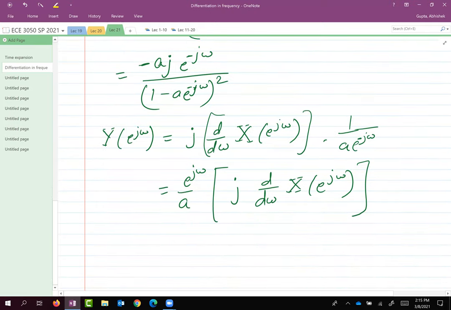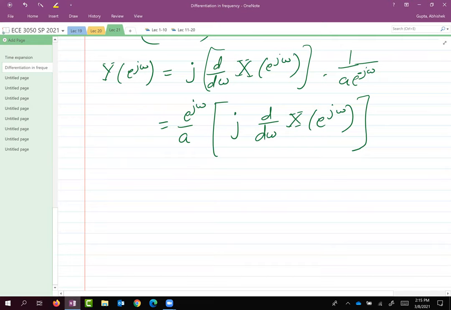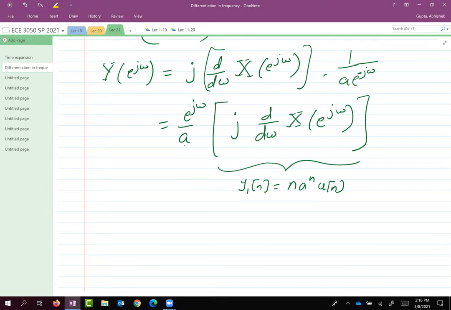Okay, now how do we proceed from here? Plug in the derivative we just calculated of right-hand side X. Right. So this would be the inverse Fourier transform of this part. Let me call it y1 of n. This would be n a raised to n u of n. Okay, but now I have e raised to j omega over a sitting here. So when does the Fourier transform get multiplied by e raised to j omega?